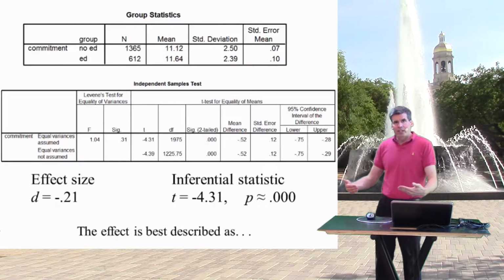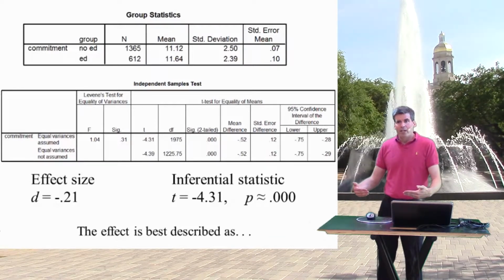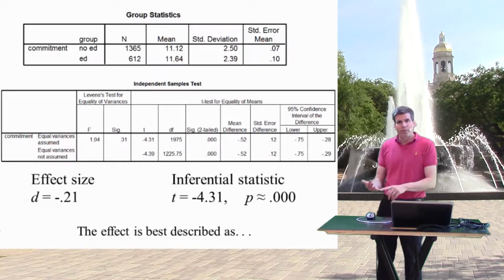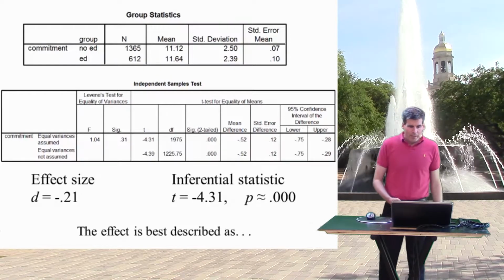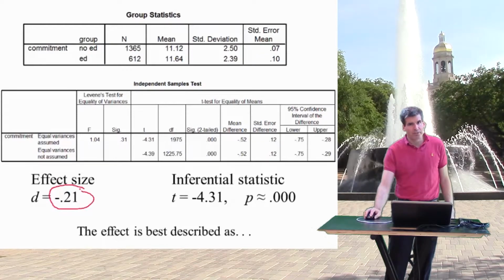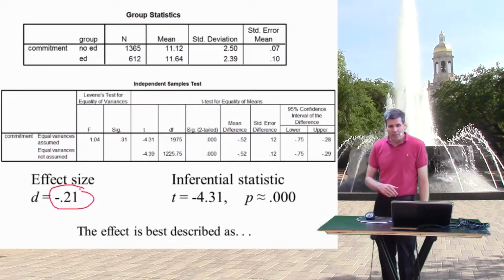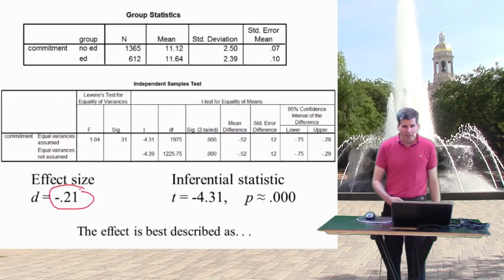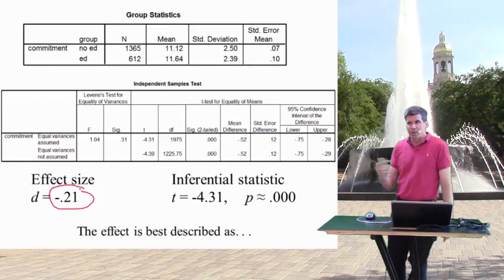If it is significant, if your p is less than 0.05, then go on to say, okay, well, is it trivial, small, medium, or large? In this case, our effect size, our d, is 0.21, and that would be a small effect. So the answer to that would be we have a small effect. The effect is best described as small.